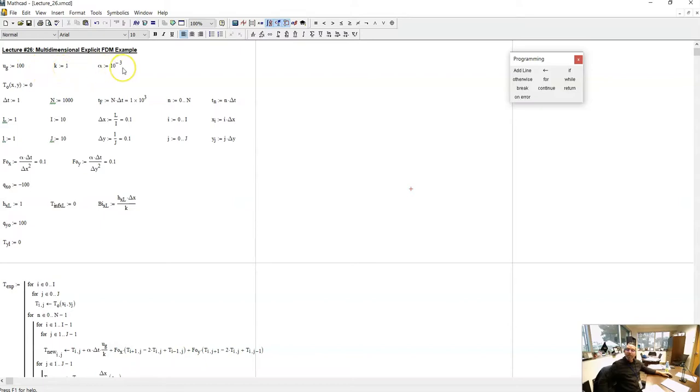Alpha is equal to 10 to the minus 3. That will be meters squared per second. The initial temperature is 0. We are going to make delta T equal 1, so our time step is going to be 1 second. And we are going to advance this 1,000 time steps in time.